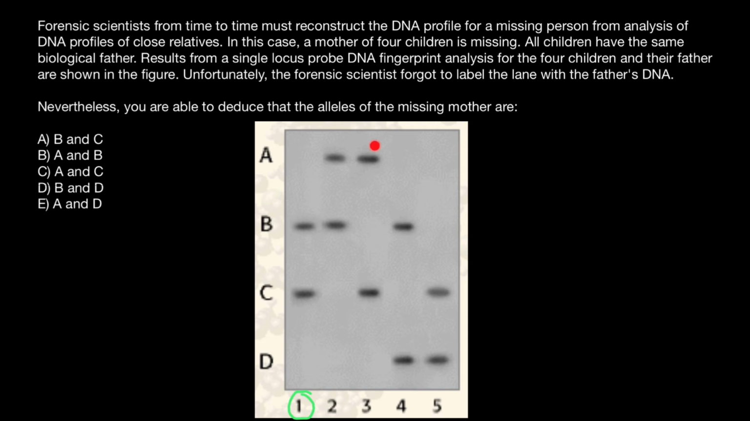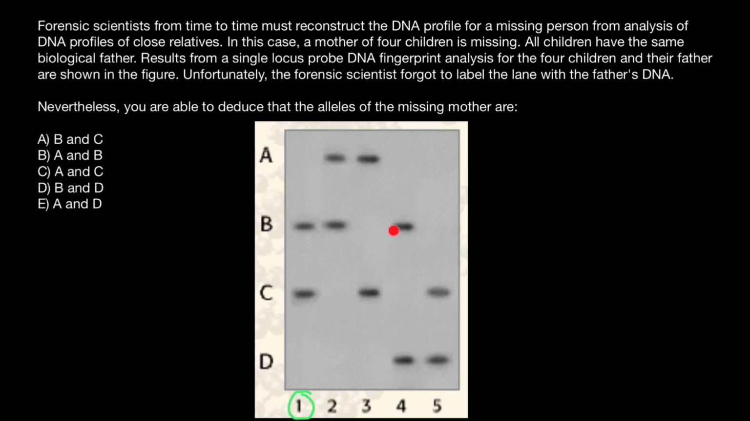Now let's check if person number 3 can be a father of the rest. For example, with child number 2, he shares one allele. With child number 1, he also shares allele C. And with child number 4, he doesn't share any alleles, not A, nor C. So we can say that this person cannot be the father of all the children, so we exclude this person as a possible father. Now let's check person number 4.